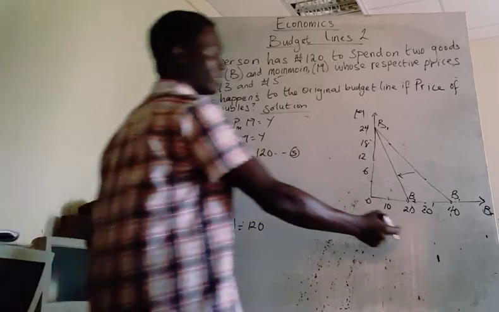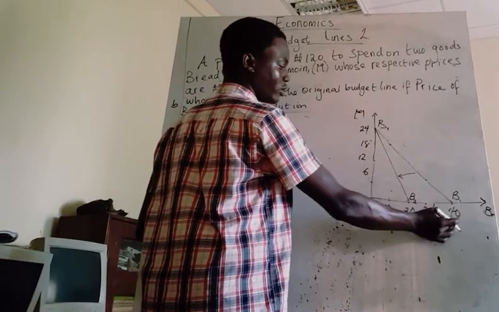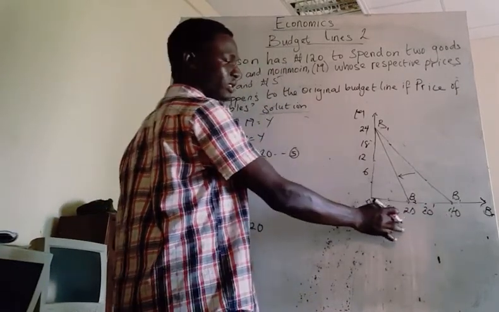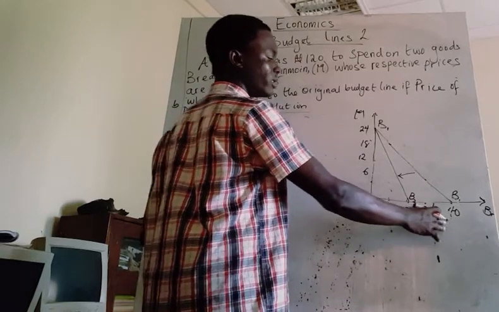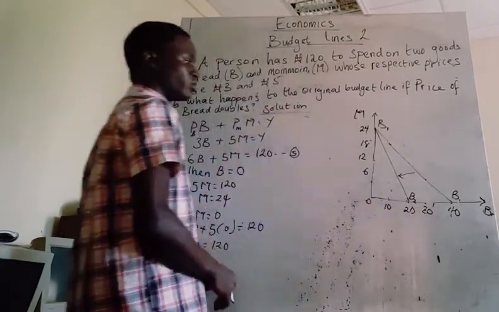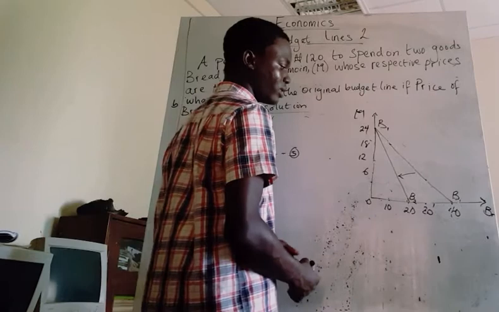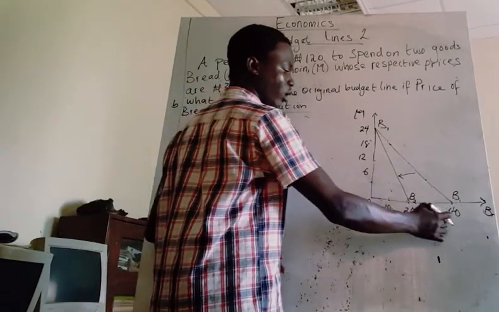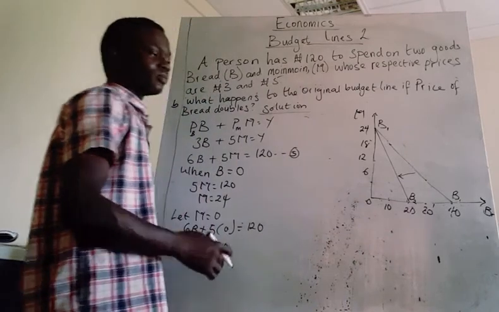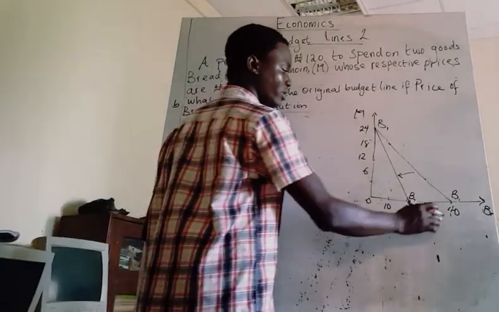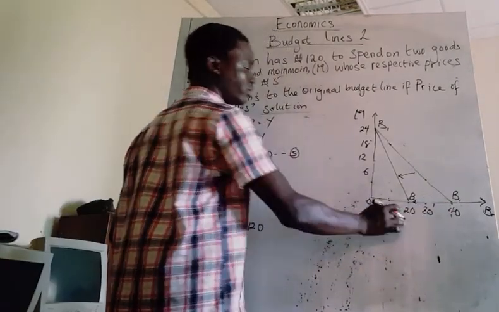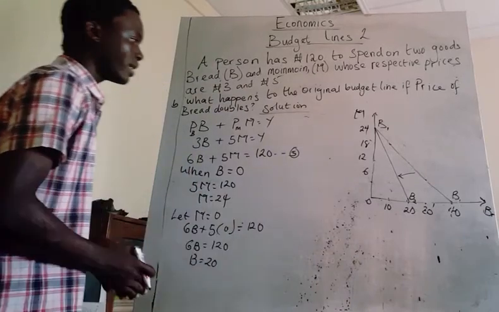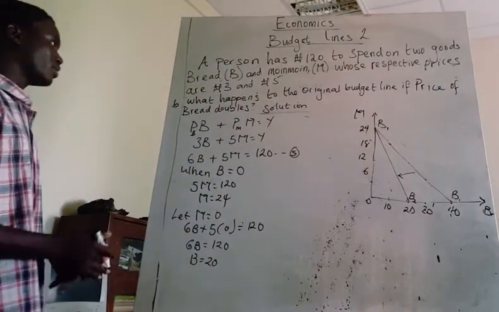So we see that the quantity of bread has reduced from 40 to 20 because the price of bread actually increased. And there's one more thing to see. The price of bread doubled, the quantity also fell by 100%, like what? So it reduced into half. All right, so that's about this question. So let's move into the next one.